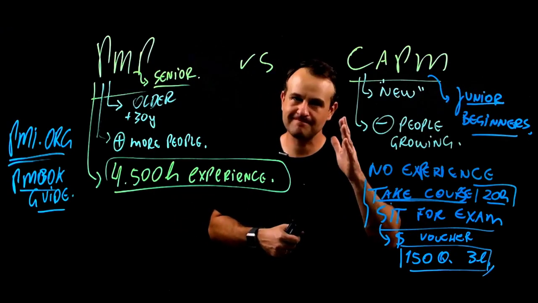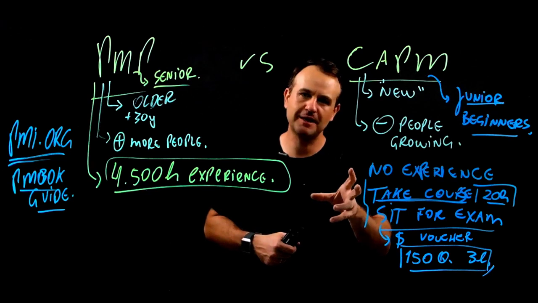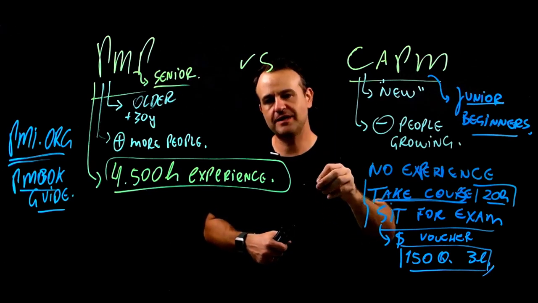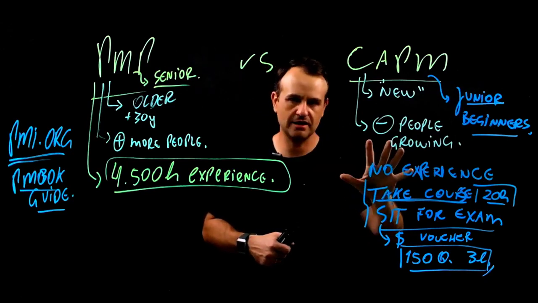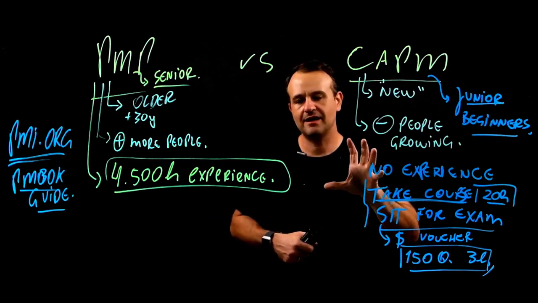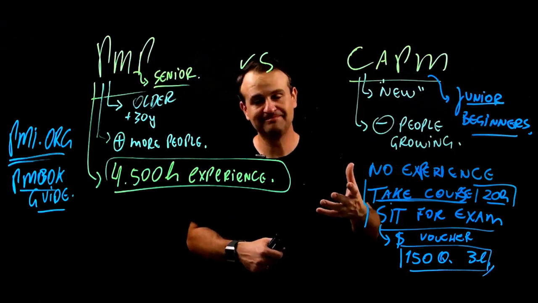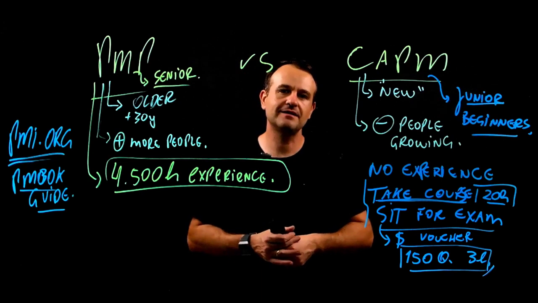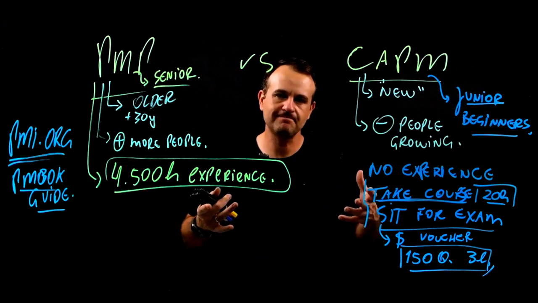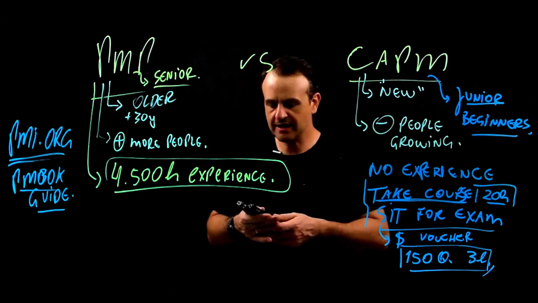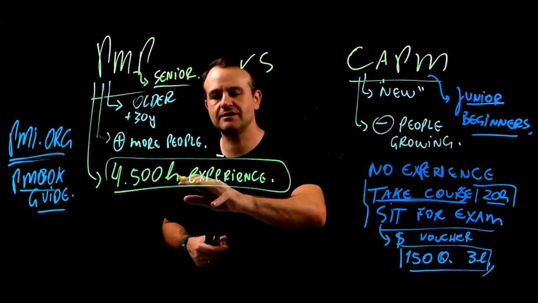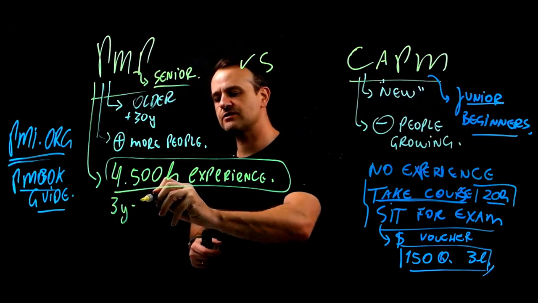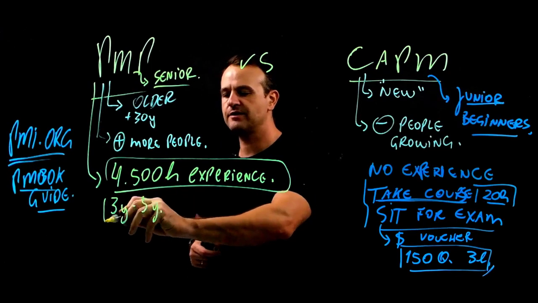And please, do not lie in your application. This is going to be very, very harmful to your curriculum, to your career. It's not good. Do not do that. Not only because it's unethical and it's not according to our code of conduct, but it's not a really good way to behave, okay? So you need 4,500 hours of experience, which means 3 to 5 years of experience.